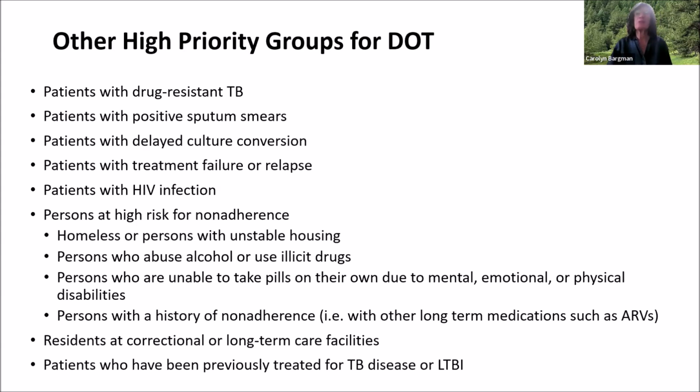High priority groups: anybody with drug-resistant TB, anybody with positive sputum smears, anybody who's had a delayed culture conversion or treatment failure or relapse in the past, HIV, anybody that's at high risk for non-adherence, somebody who's homeless or in unstable housing. It's just hard to take sometimes because medications get lost, whatever. Alcohol and other drugs can be an issue just because you forget.